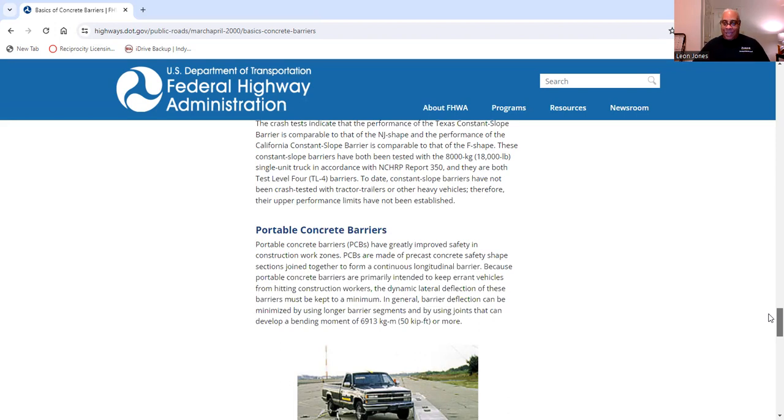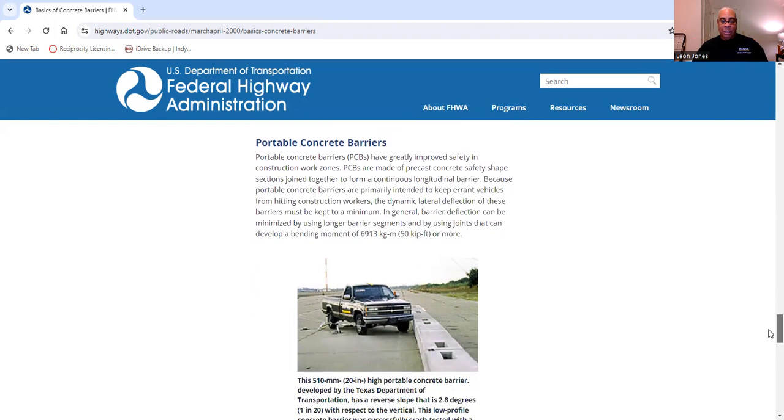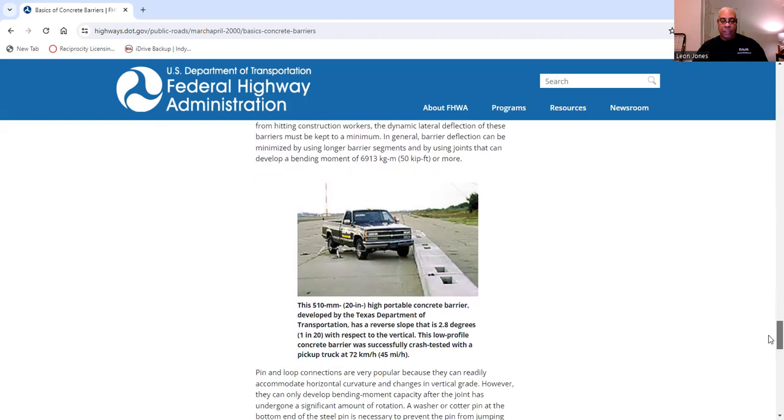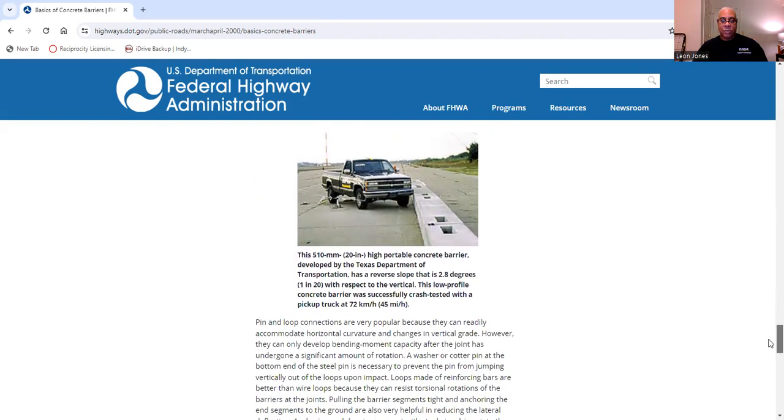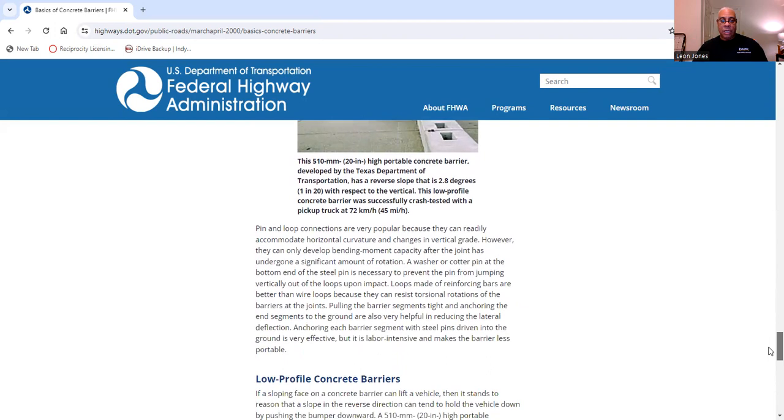Now, what is a kip? I'll tell you what a kip is. This is a unit that is used in structural engineering. It's known as a kilopound. So when somebody says 1,000 pounds, well, 1,000 pounds equal 1 kip. Now, here's what the barrier looks like. See the pickup truck?